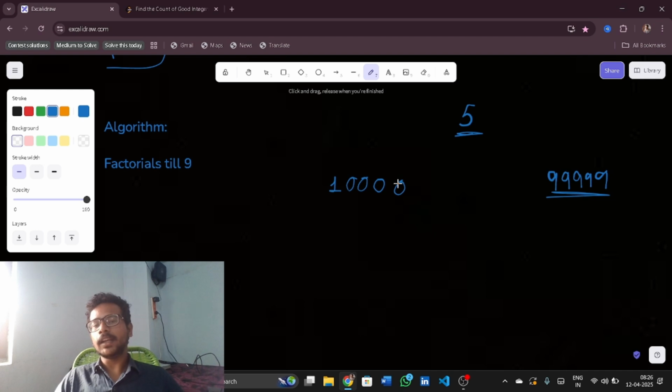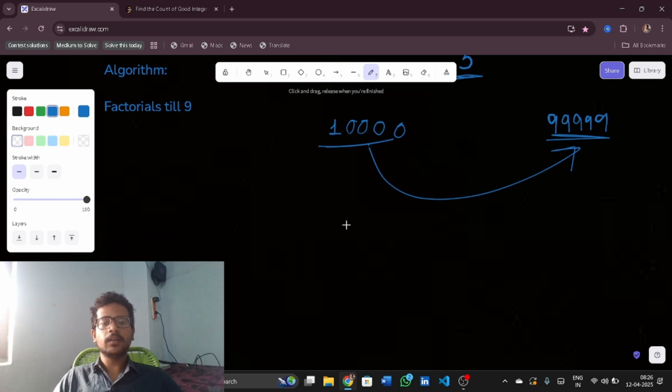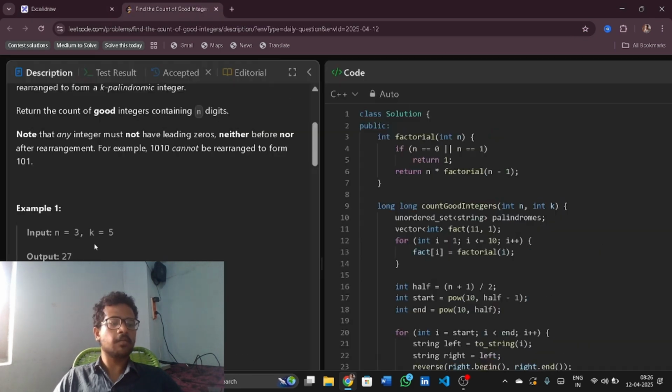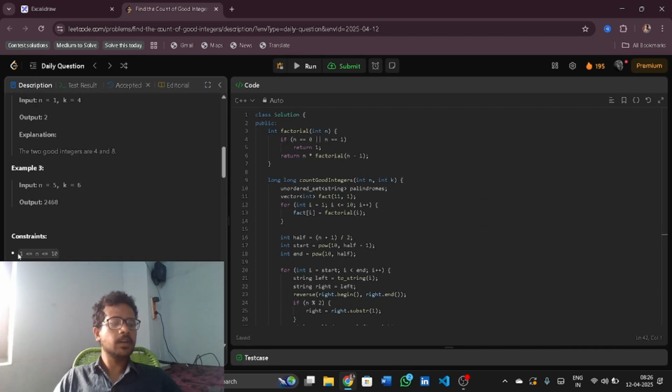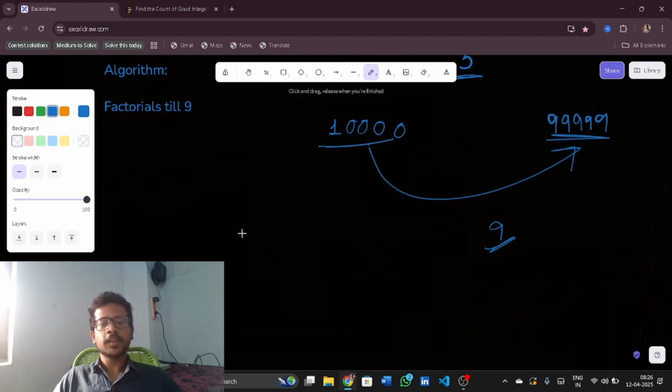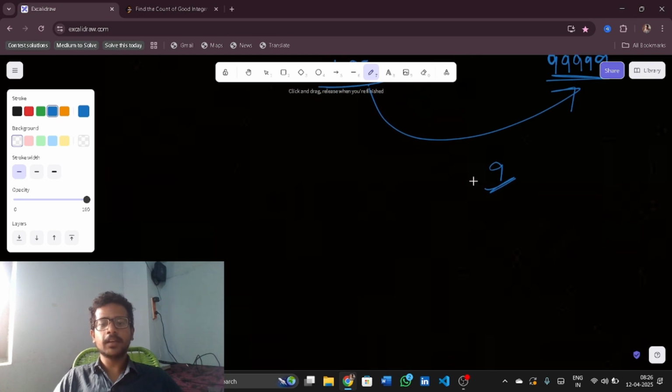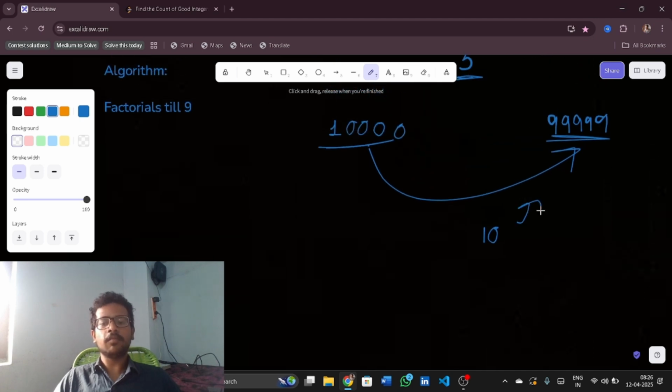So, if I go from here to here, it would take much time, as they might give n up to 10 in the constraints. So n can be up to 10. It would take much time, and we would result in a time limit exceeded.